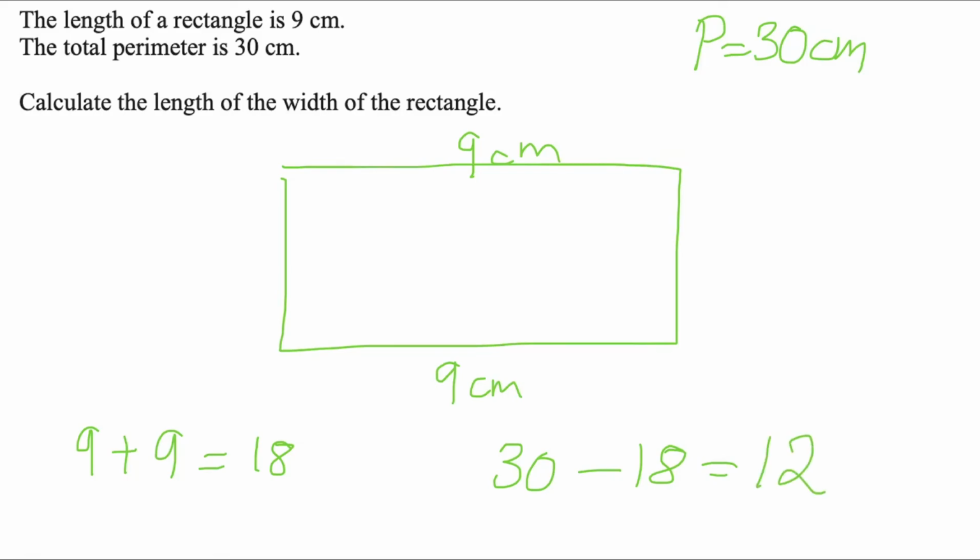So the widths must add up to give 12, and they are the same size. So we're going to do 12 divided by 2, and that will give you an answer of 6. Adding all these sides together now, we've got 9, add 9, add 6, add 6, which will give you an answer of 30, which is the perimeter.